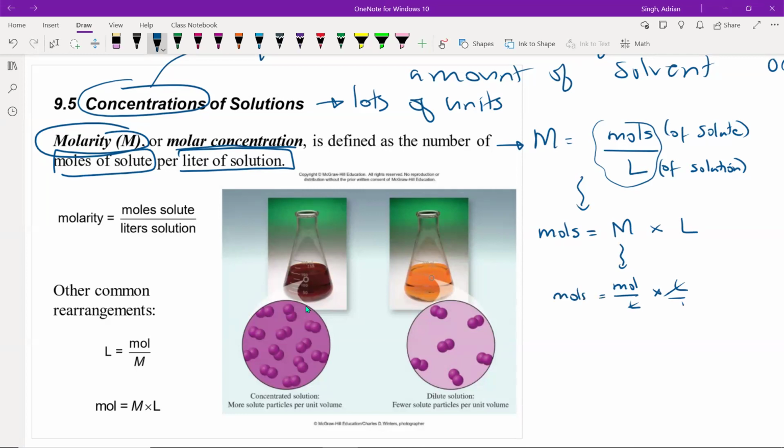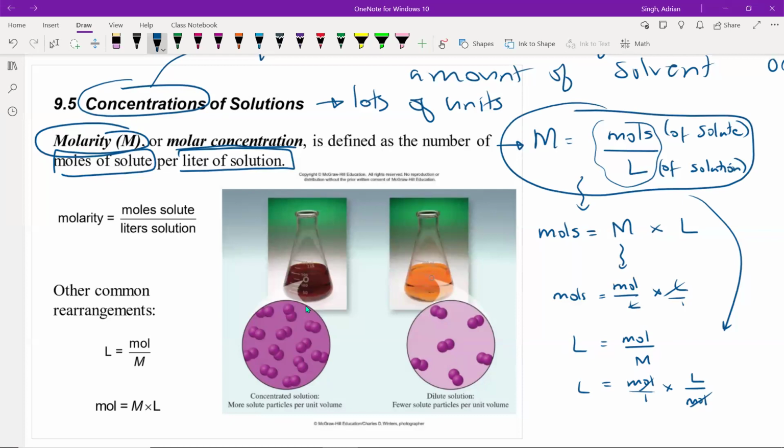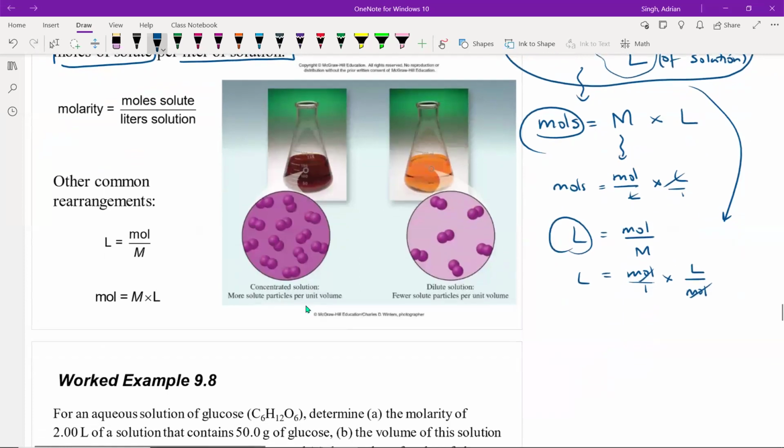We can also rearrange this equation and we can solve it for liters or for volume. So we can say liters then would be equal to moles divided by molarity. And if we expand that out, moles divided by molarity is the same as moles times 1 over molarity. That's the inverse of molarity. So we'd have liters on top, moles on the bottom, moles cancel out. We end up with liters. So this relationship, we can manipulate it however we want to solve for any of the other two variables, depending on what it is that we wanted to find.